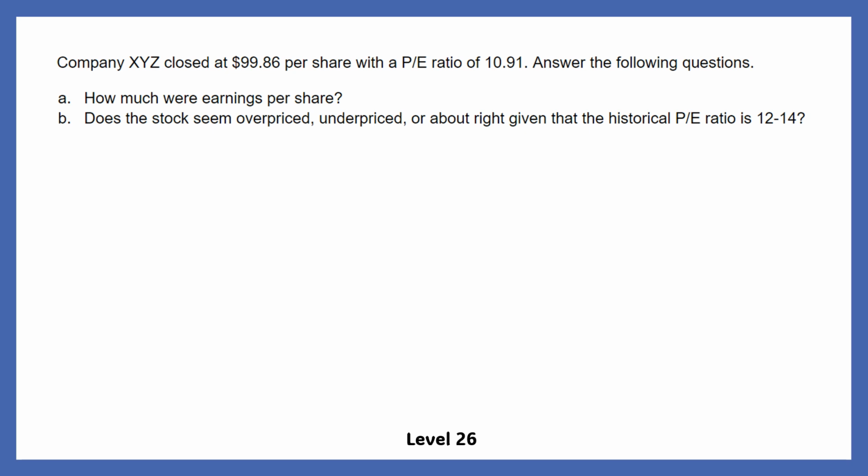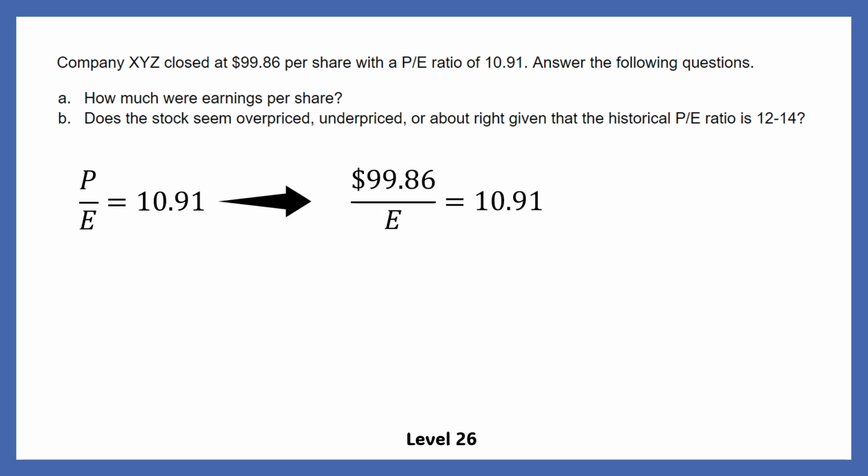One way you can evaluate stocks is with something called a PE ratio. So we have a PE ratio of 10.91. And this particular stock also had a price per share of $99.86. For the PE ratio, the first thing we're going to do is, all right, we know the price. The PE ratio is actually the price divided by the earnings. And so we know price divided by earnings is 10.91. So we can figure out how many earnings there were per share by plugging in our price and solving for E by multiplying by E on both sides and dividing by that 10.91.